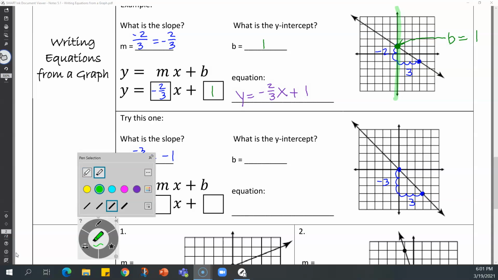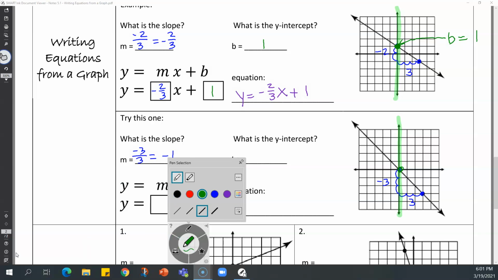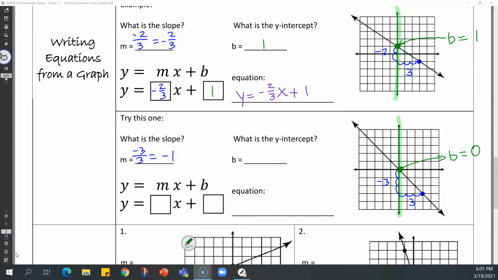My y-intercept, I'm going to follow the y-axis. I'm going to see where that y-axis and my line intersect. This one's a little tricky because this one happens right at the origin. So my b is 0. I don't move up or down any to get to that point. So in this one, my y-intercept is 0.